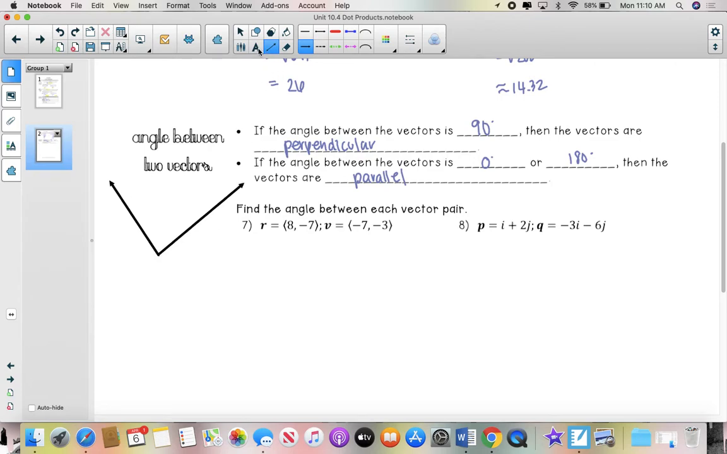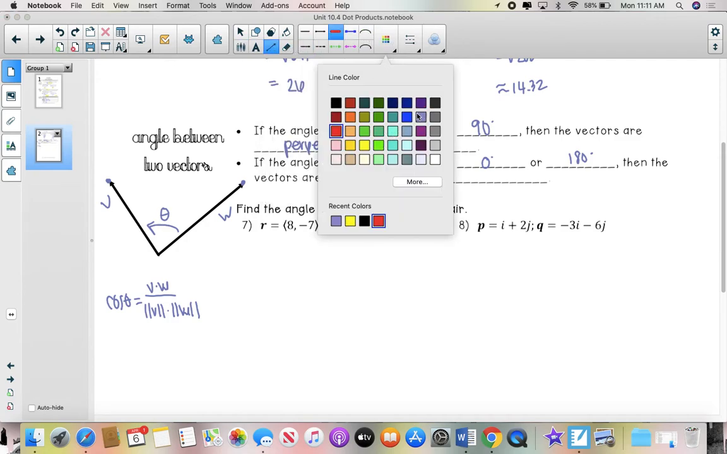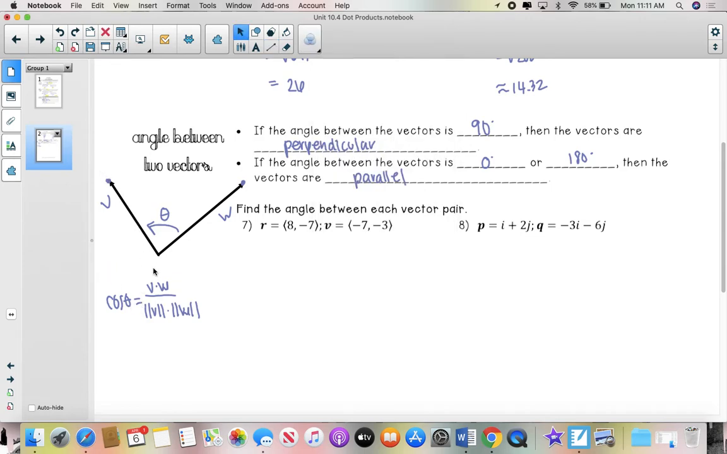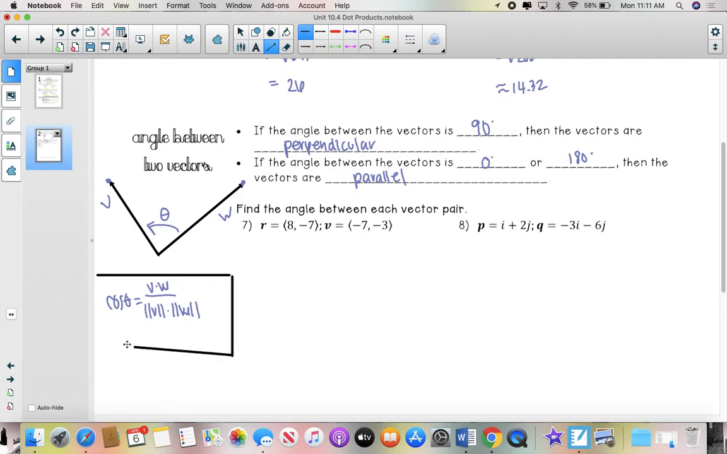Okay, so let's say this is vector v, and this is vector w, and you want to find the angle from here to here, okay? That's the dots that they make. Okay, so you can find it by doing cosine of theta, and then all of this. So go ahead and write this down. Okay, and I'm going to put like a little box around it. Okay. So just use that as a reference.